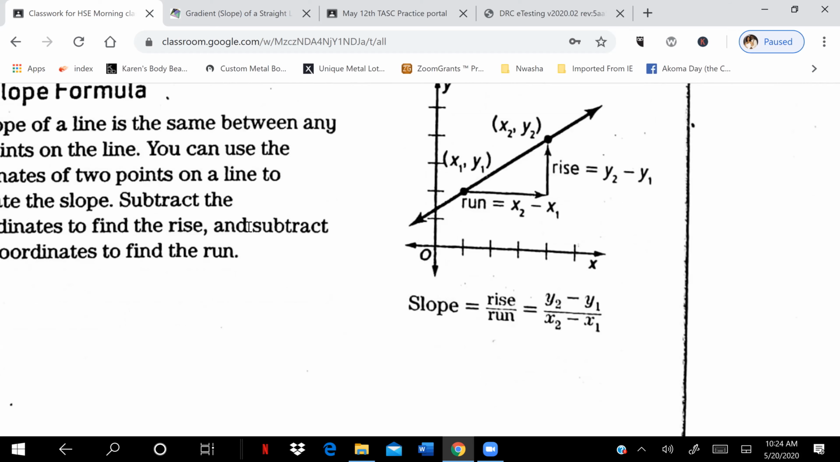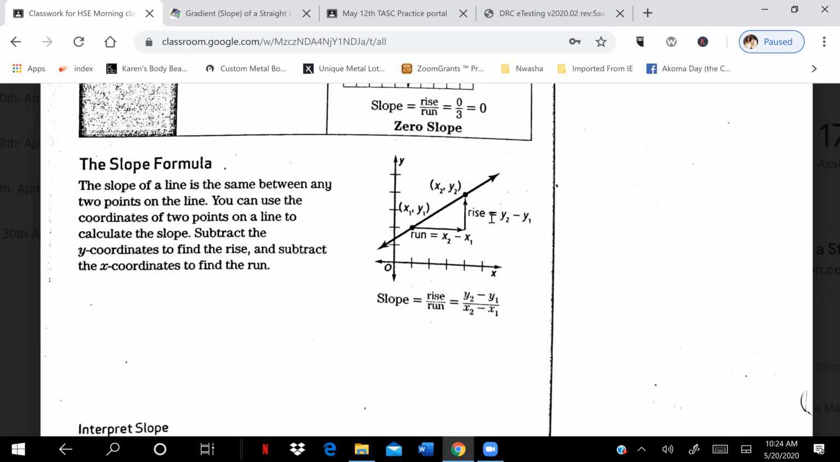So I'm going to put the 2 rises together. So I'm going to say this y2 minus the y1, that will tell me how far up I went. This x2 minus the x1 will tell me how far over I went. So this is just the formula in algebra, or you can just remember rise over run.